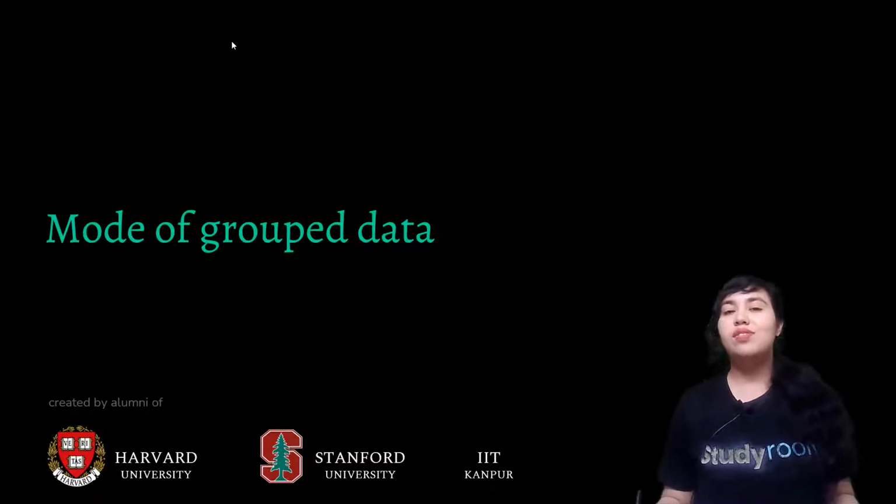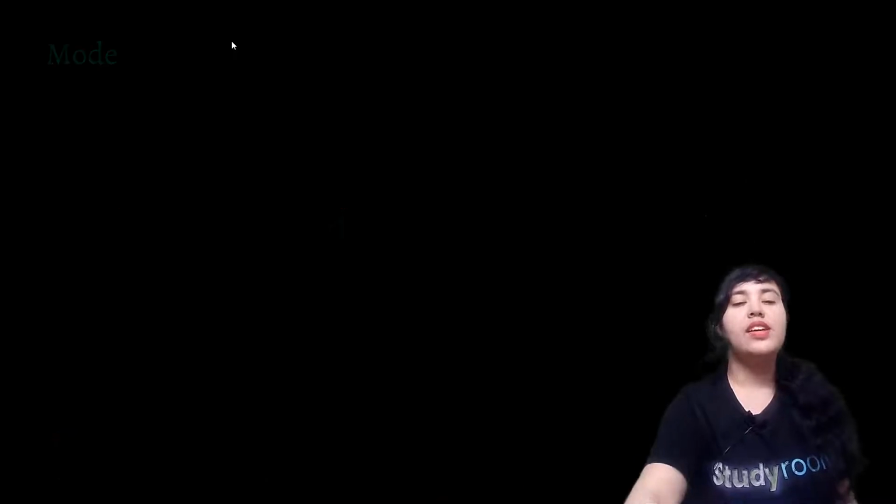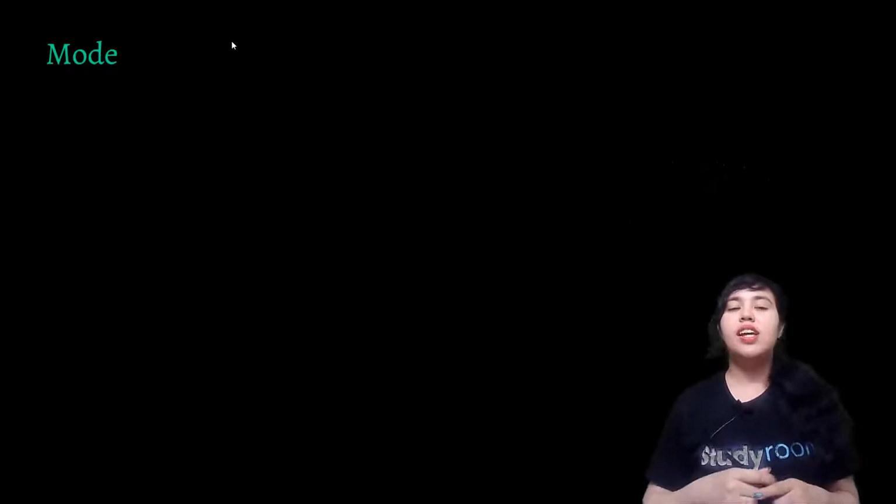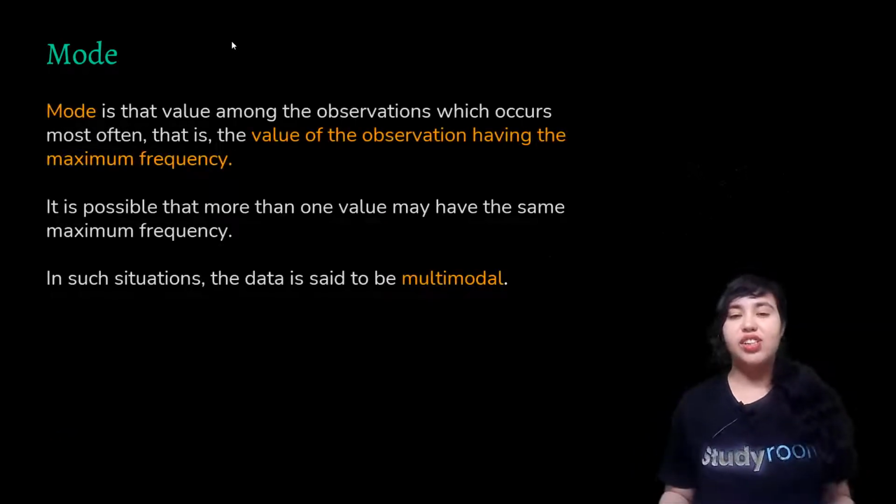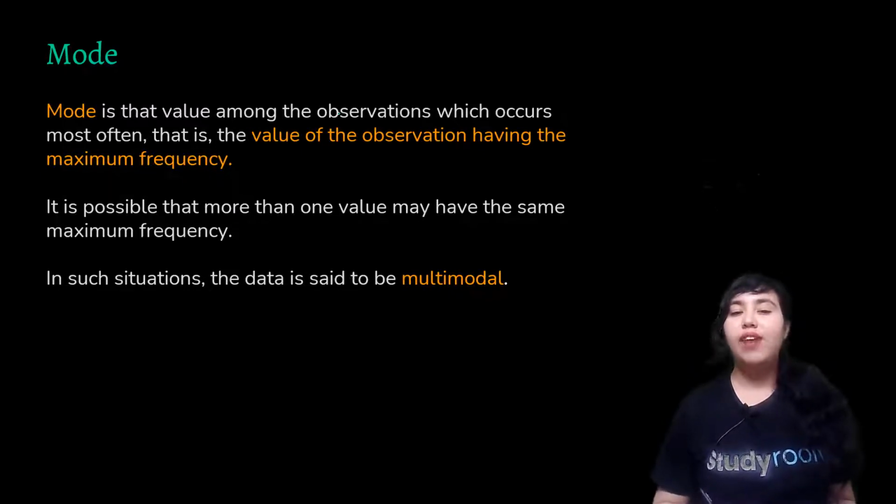So with this, we are done with mean, and we now move on to the mode of grouped data. But to understand mode, we will look into its definition first. So mode is that value among the observations which occurs most often. So it is the value of observation which has the maximum frequency.